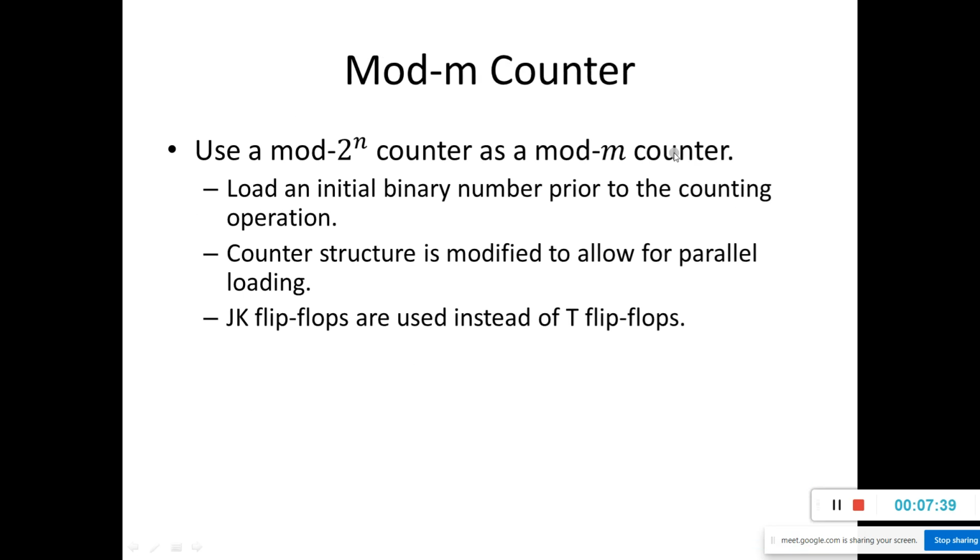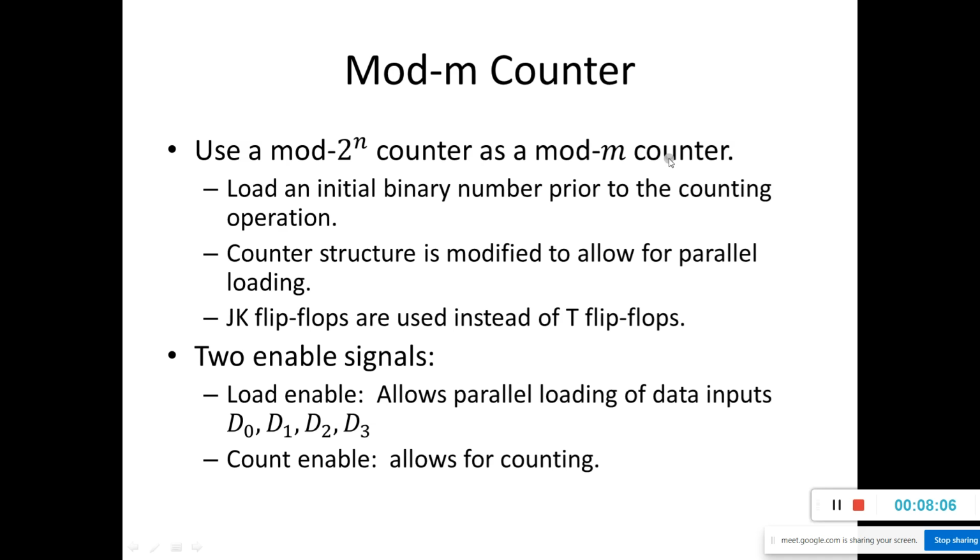Next, mod m counter. Use a mod 2 raised to n counter as a mod m counter. You can load an initial binary number prior to the counting operation. You can reset the counter by putting 0, 0, 0, 0. The counter structure is modified to allow for parallel loading. JK flip-flops are used instead of T flip-flops. I have also explained the JK flip-flop. So two enable signals are there, load enable and count enable. Here provisions are made for load enable, allowing the parallel loading of the data inputs D0, D1, D2, D3, and count enable, which allows for counting.